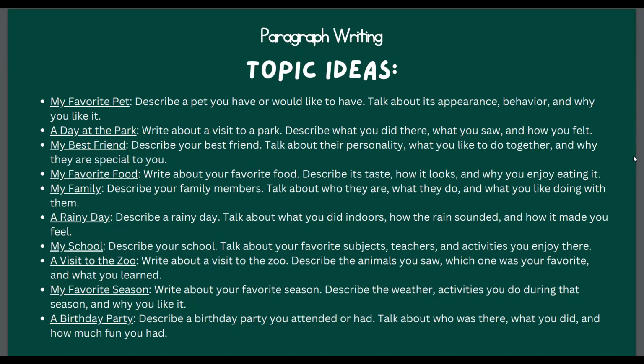You can see that in this topic list, I've given you 3 details that you can use for your detail sentences. For example, go back to the first one. It says, my favorite pet. And here I've said you can talk about what your pet looks like, what he acts like, and why you like him. So use this topic idea list to help you to decide what you want to write about, and then go for it.